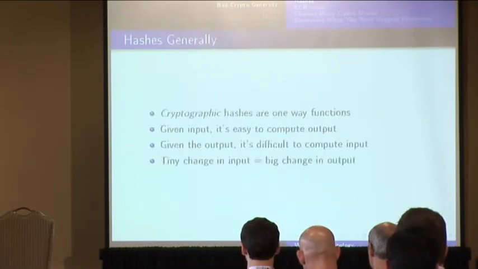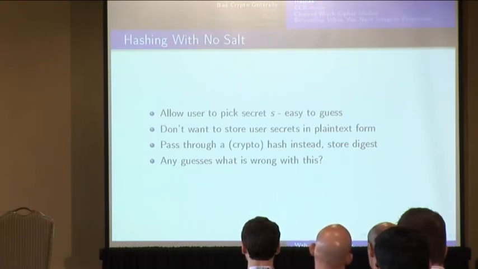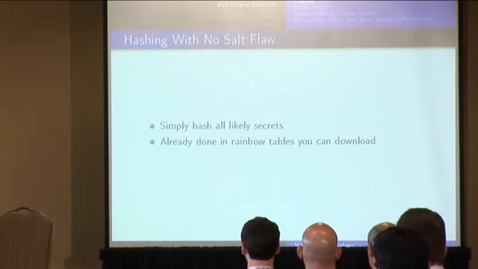So one of the main mistakes that people make is hashing with no salt. You're allowing a user to pick a secret S, their password, for example. It's easy to guess. You don't want to store it in plain text form. You pass it through a hash instead, and you store the digest. I assume that most people know what the problems are with this these days because of the LinkedIn and Yahoo stuff. But all you do is hash all the likely secrets in a dictionary attack, and it's actually done in rainbow tables that you can download occasionally. It actually is a little bit harder to find rainbow tables than most people make it sound, or at least to get full downloads of them.